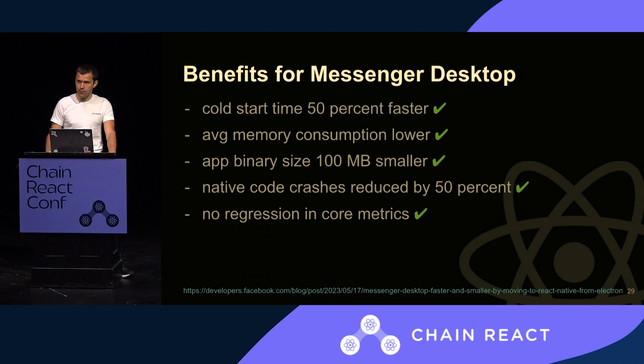We could reduce the average memory consumption quite significantly. And also the app size got almost 100 megabytes smaller, because the React Native framework is much thinner than its Electron counterpart. Really good for us engineers, we could reduce the number of native crashes by almost 50%. There are two reasons. Initially, we had many crashes within the Electron or Chromium codebase. We stopped using those frameworks, so those crashes vanished.